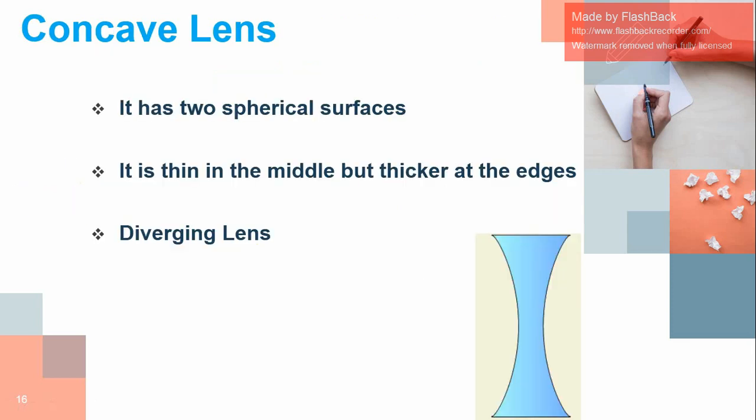Next, the concave lens. It also has two spherical surfaces. It is thin in the middle but thicker at the edges, so both edges are thicker. It is a diverging lens. These concepts we also discuss later.